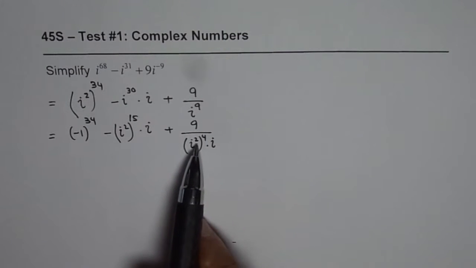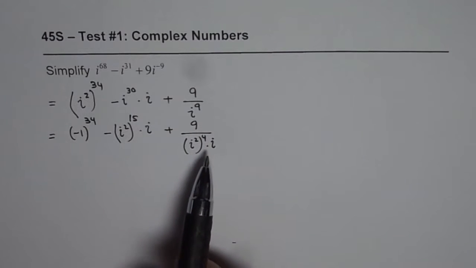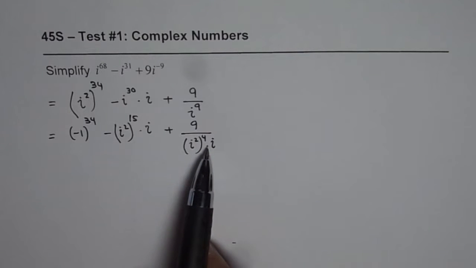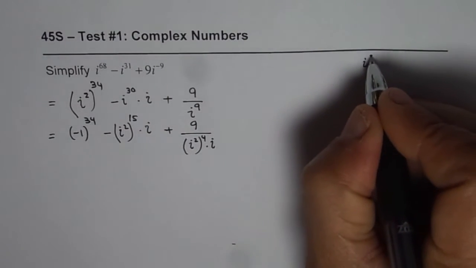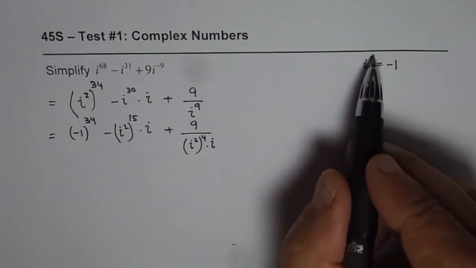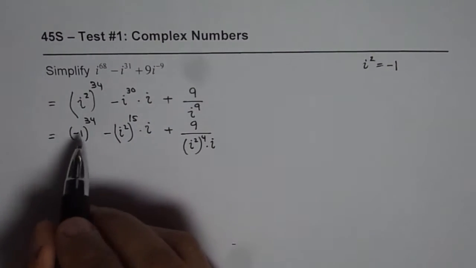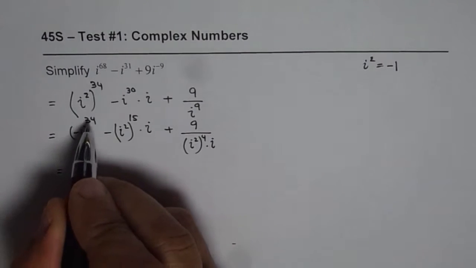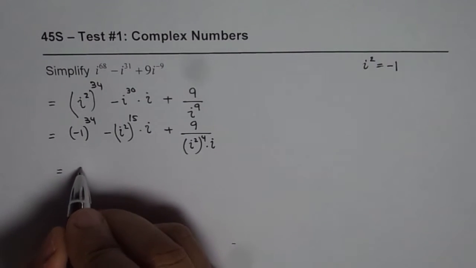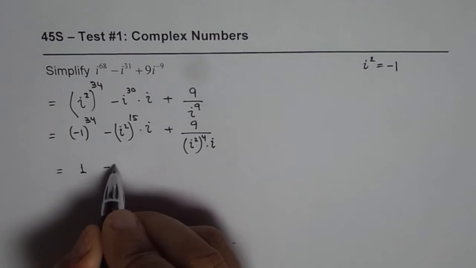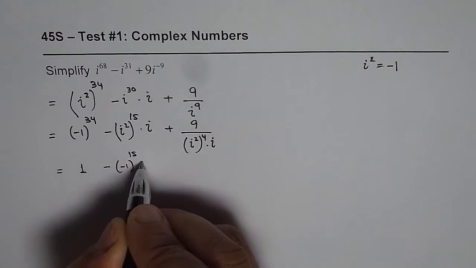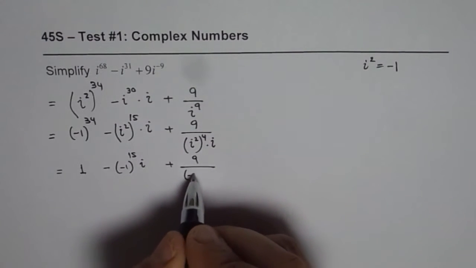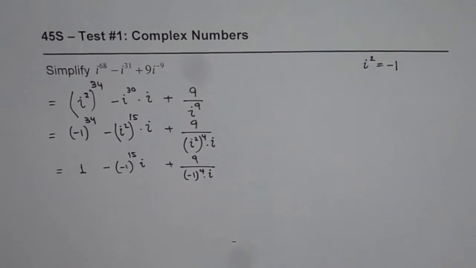I hope this step is clear. It is a very important step. So whenever you have odd powers, we split them as a combination of even and odd, right? i squared we know is equal to minus 1, and that is the reason why we have a set of even powers here. We could write i squared as minus 1 and then simplify. Now in this case, minus 1 to the power of 34, which is even power, will give us plus 1. Now we have minus 1 to the power of 15 times i plus i over, now this is minus 1 to the power of 4 times i, right?